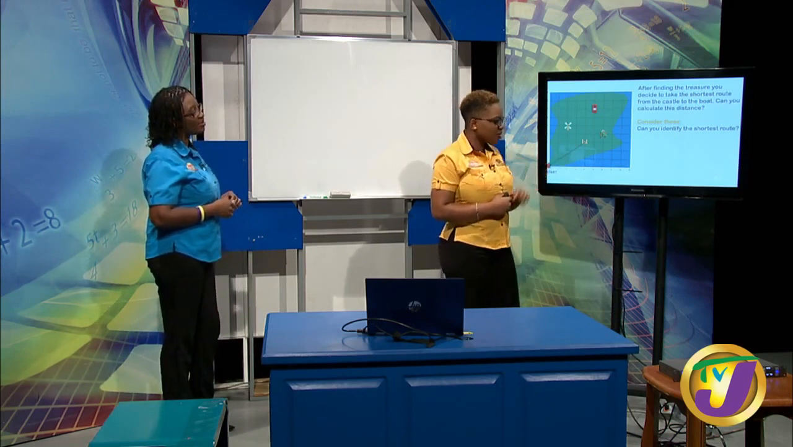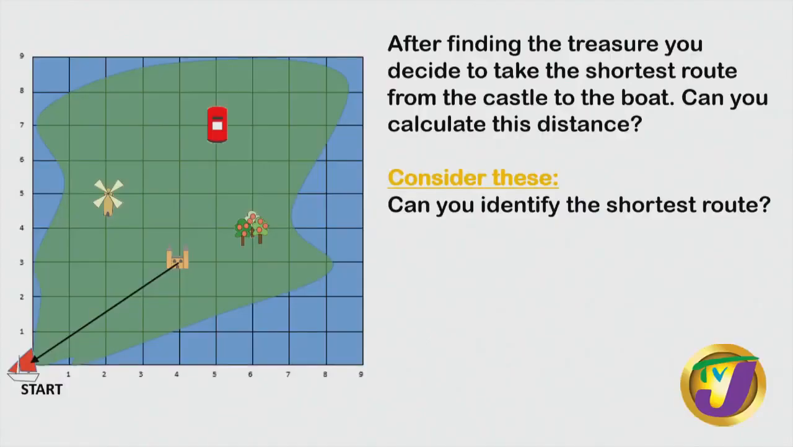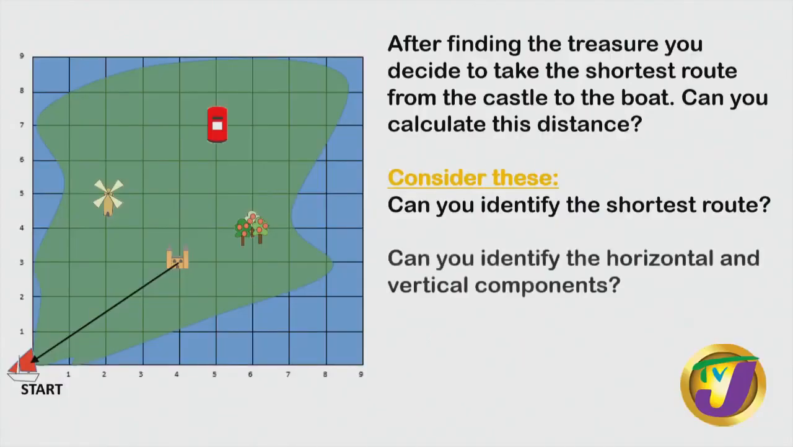I'm thinking there are some things that we need to consider when we're looking at this particular question. First of all, can we identify the horizontal and vertical components of this movement from the castle to the boat? Horizontal and vertical. Okay, so horizontal first would have been here. And then I now go downward to the boat.